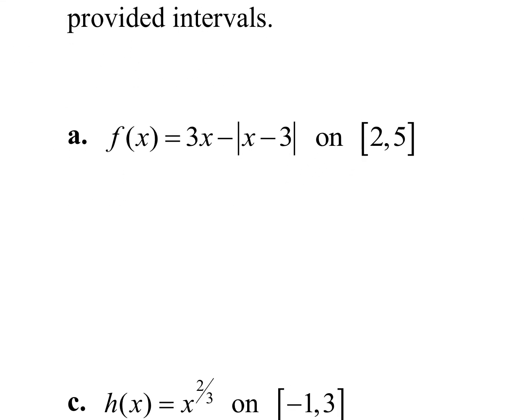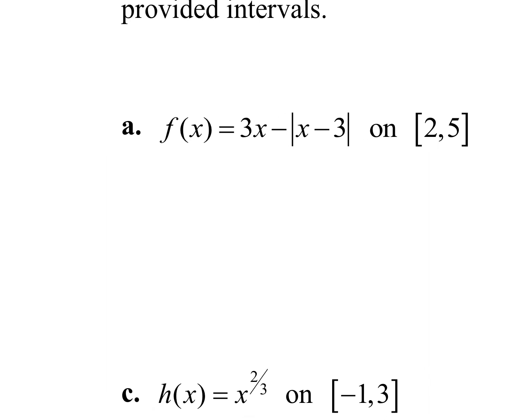So if I look at example A, I've got f of x equals the absolute value of x minus 3 on the interval from 2 to 5. Well, what does this x minus 3 look like? A V. It's absolute value, right? So that's a sharp turn, right? If it's at a sharp turn, then it's not going to be differentiable on that function. So we can just say that f of x is not differentiable at x equals 3.